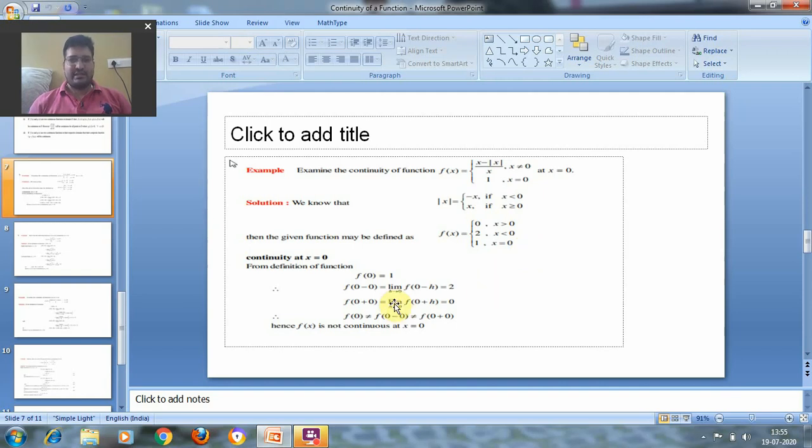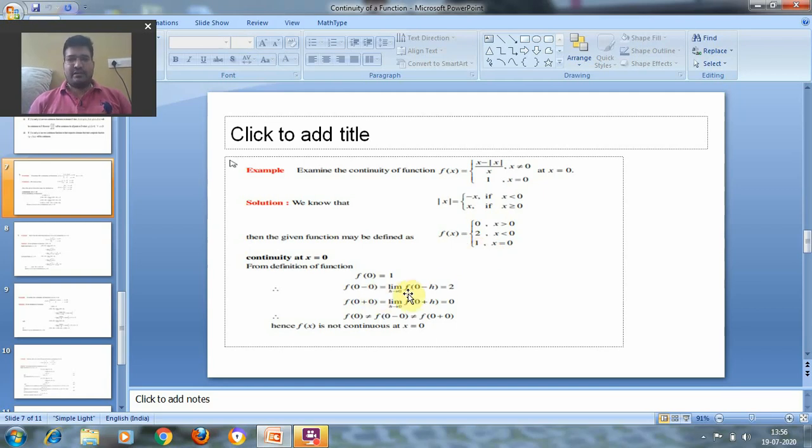So we first find the left hand limit, because for x less than 0 we will use this function, for x greater than 0 we will use this function, and at x = 0 we will use this function. So in other words, in the left hand limit we will use the function which is 2 for x < 0, and for the right hand limit we will use f(x) = 0 for x > 0, and at x = 0 we will use the value of 1.